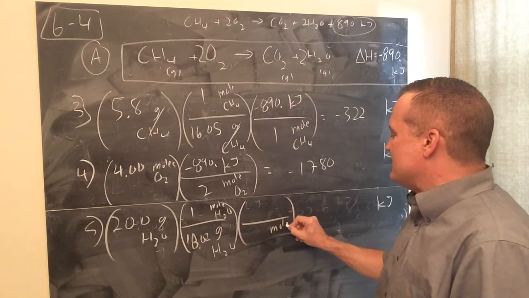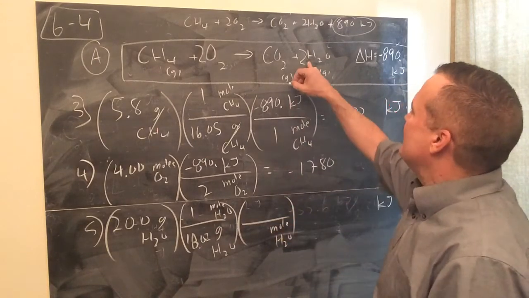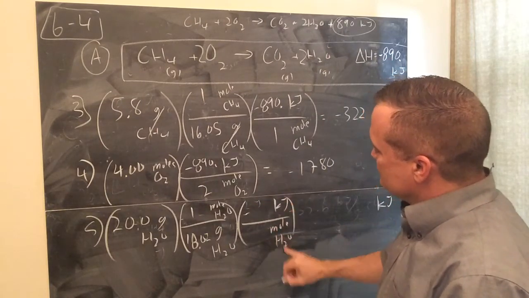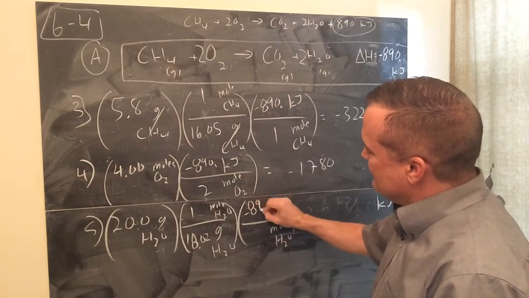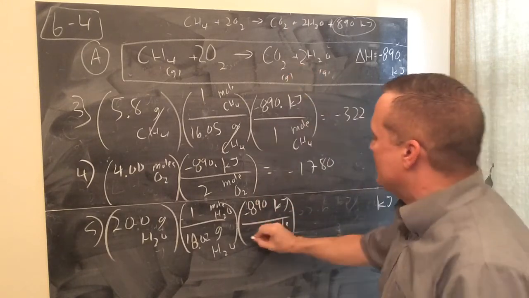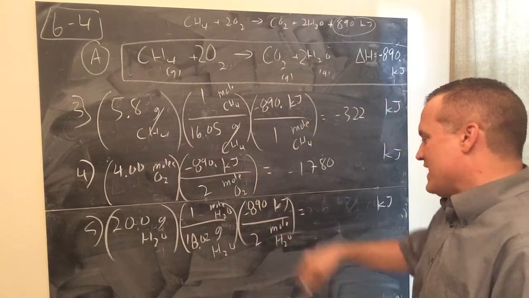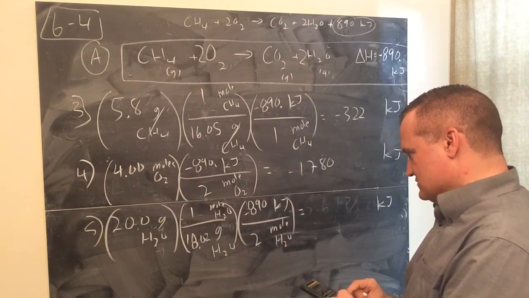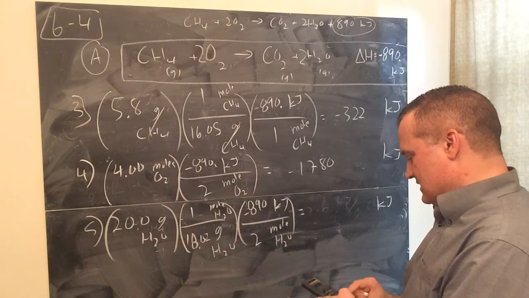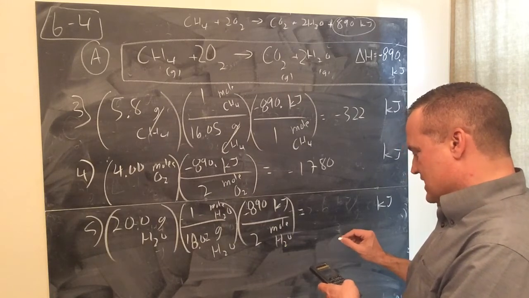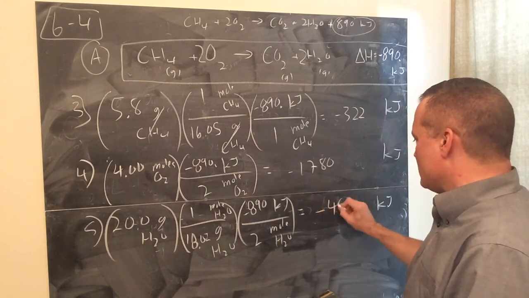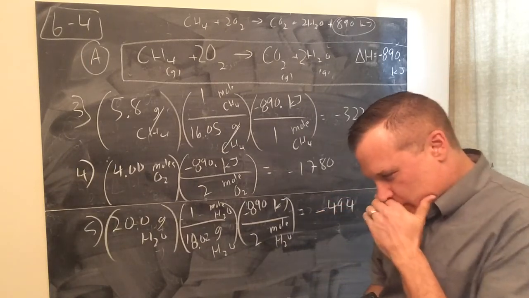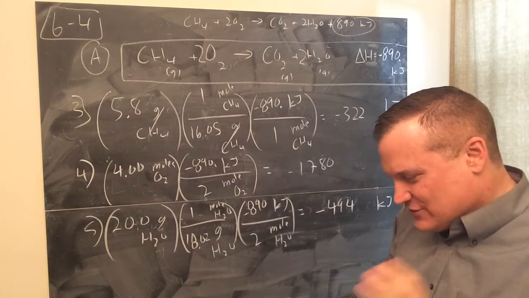Then from moles of H2O, I can now go to kilojoules: negative 890 kilojoules for every 2 moles. And it's okay to do it that way, with the 2 on there. And there it is: 20 divided by 18.02 gives you the moles, times 890 divided by 2, which is 494. Again, negative 494 kilojoules. So that's how you do the assignment.